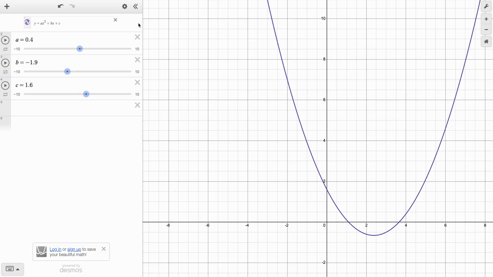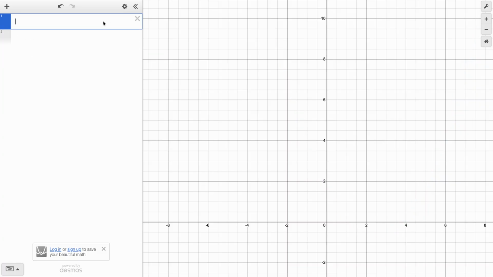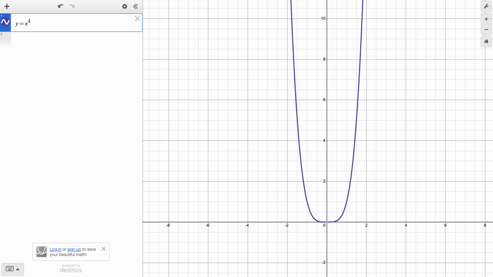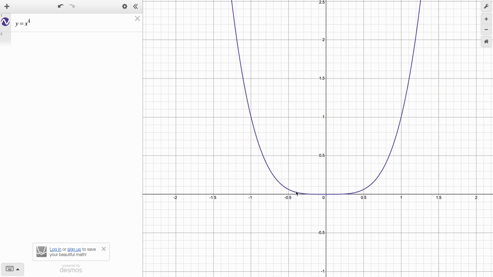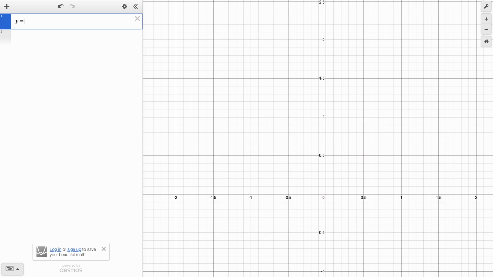So this is how we can investigate the purpose or the function of these three variables in a quadratic function formula. We could also use Desmos to study even more complex functions, such as higher power functions. Let's say x to the power of 4. We will see it is very similar to a parabola, but the bottom part right here, and we can zoom in and zoom out, is a bit more flat.